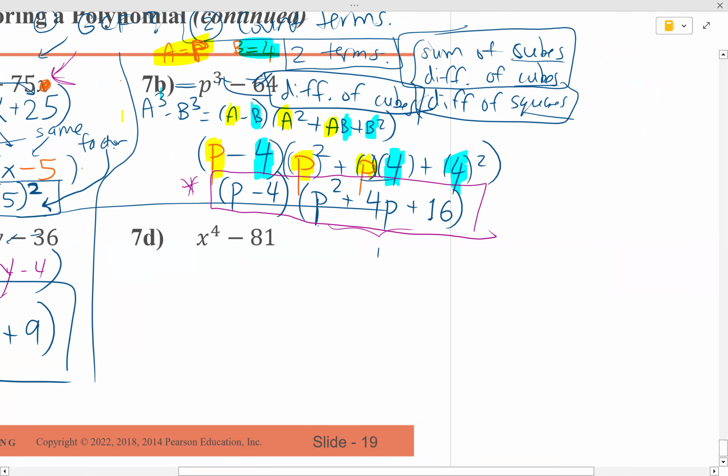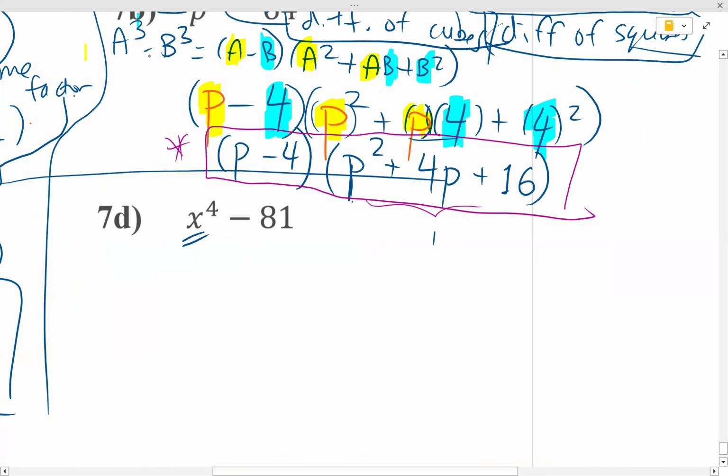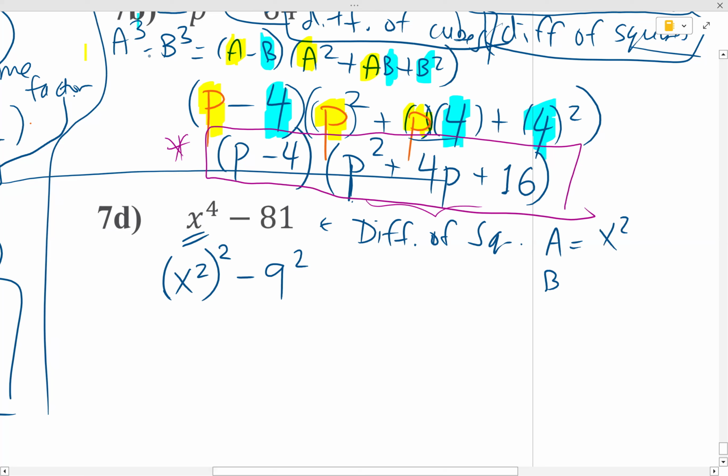It's almost like a tricky one because this is a 4th power. That's not a 2nd power or a 3rd power. But it's tricky because I can make that look like a 2nd power if I'm feeling crazy. X to the 4th is x squared, squared. And 81 is 9 squared. This, in disguise, is a difference of squares, where a is x squared and b is 9.